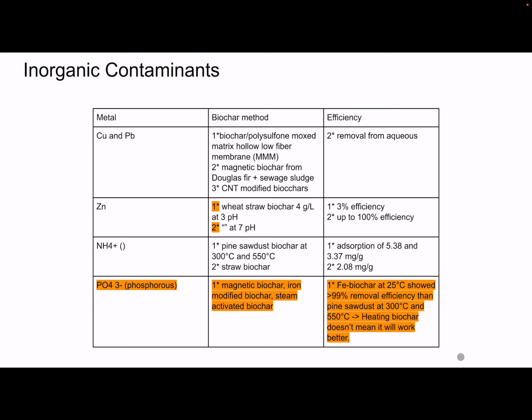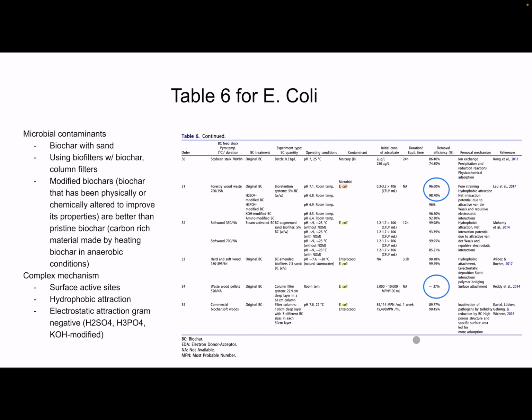You really have to consider for a lot of these different contaminants the modifications you make. This is the table I was talking about earlier. So this table just shows the best as well as the worst biochar for E. coli.